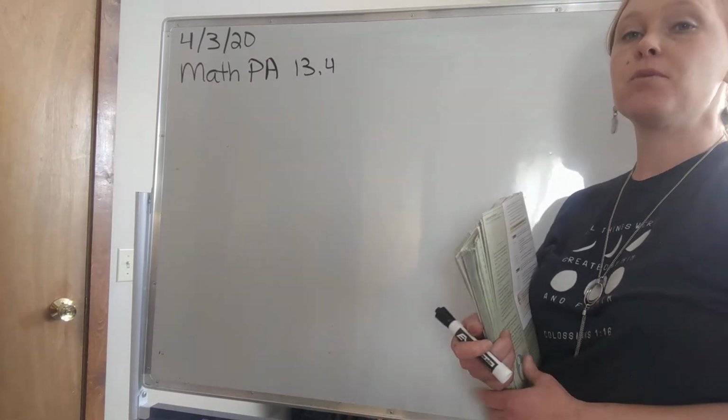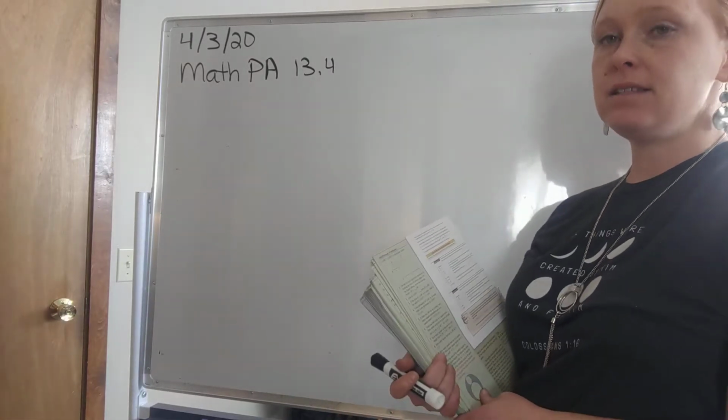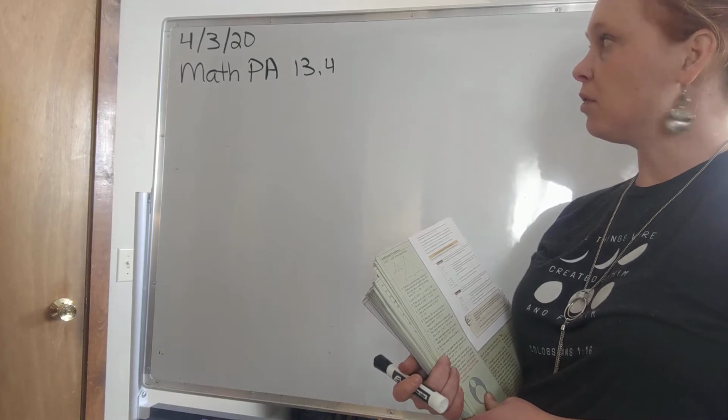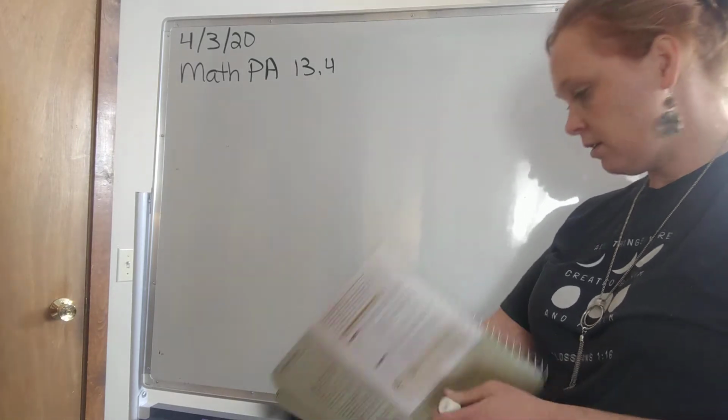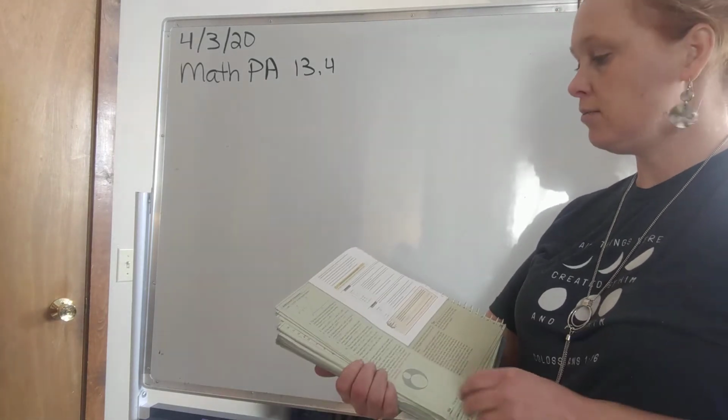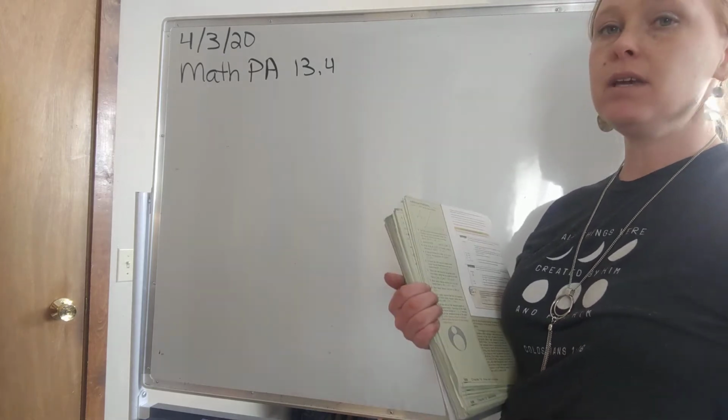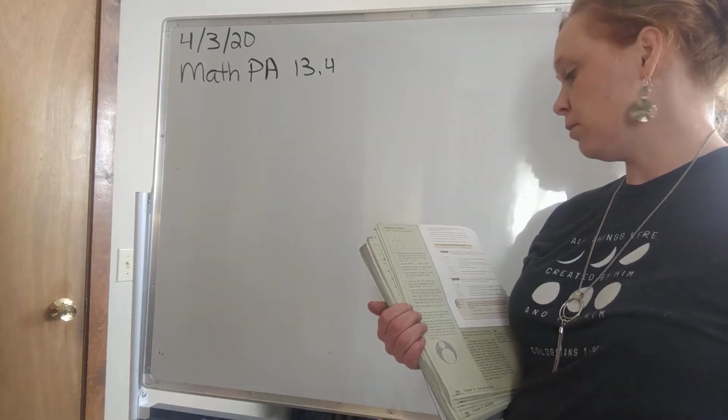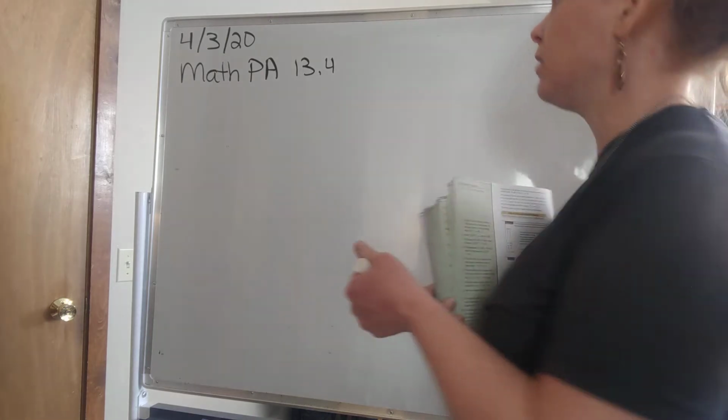Okay, this is our pre-algebra math lesson for Friday, April 3rd. We're on 13.4 today. Yes, 13.4. And we're going to be comparing and making ratios for perimeter compared to sides of triangles.